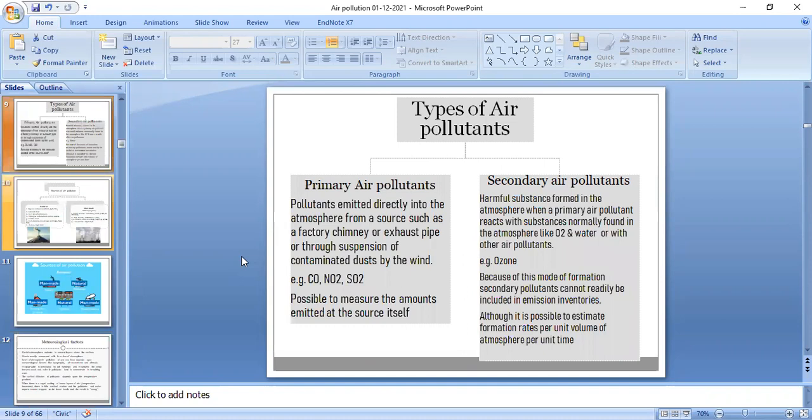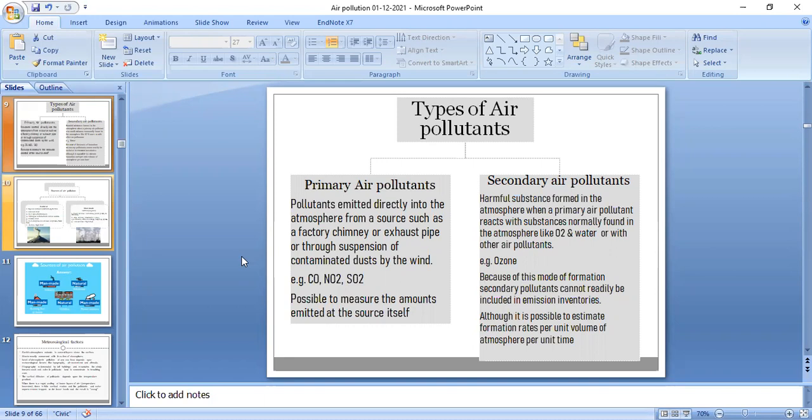Now the types of air pollutants. Air pollution can be primary or secondary. Primary air pollutants are those pollutants that are emitted directly into the atmosphere from a source such as a factory chimney or exhaust pipe, or through suspension of contaminated dust by winds. Examples are carbon monoxide, nitrogen dioxide, sulfur dioxide, ozone, and others. It is possible to measure the amounts emitted at the source itself, meaning that the primary air pollutants are measurable.